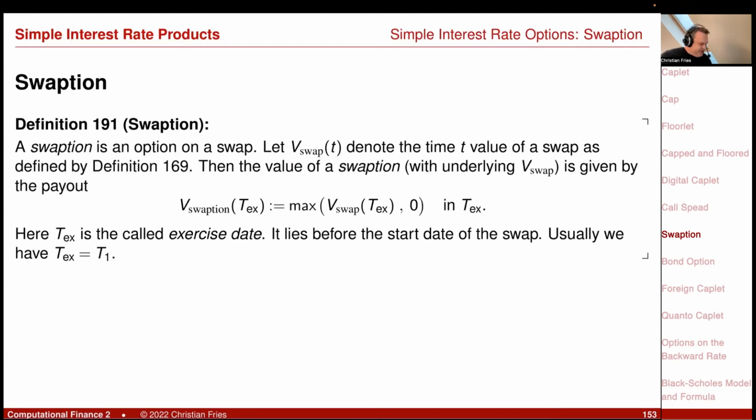Okay, so the swaption is an option on a swap. At a certain time, say this is here my Tx, the exercise date, I can exercise into a swap. So at Tx, I exercise into a swap. And I would like to receive this swap, of course, only when the swap has a positive value. So I check the swap value.